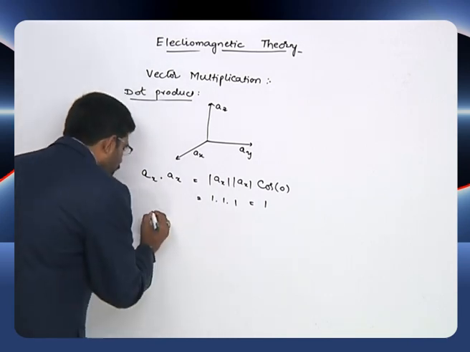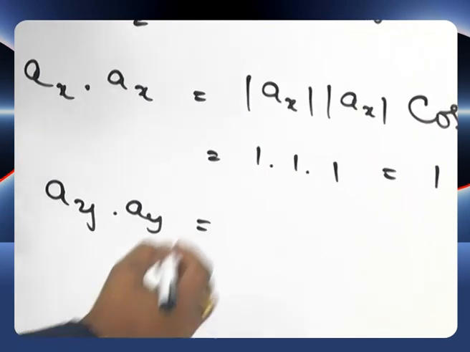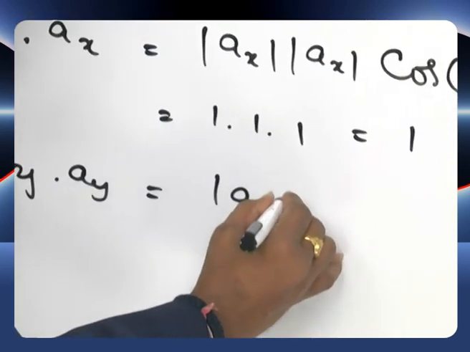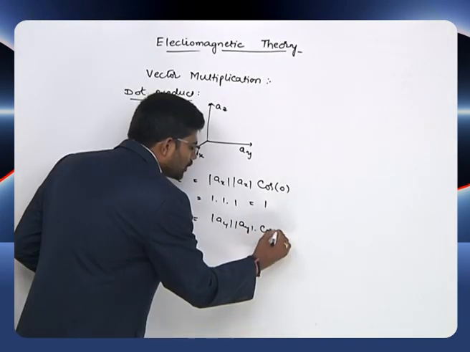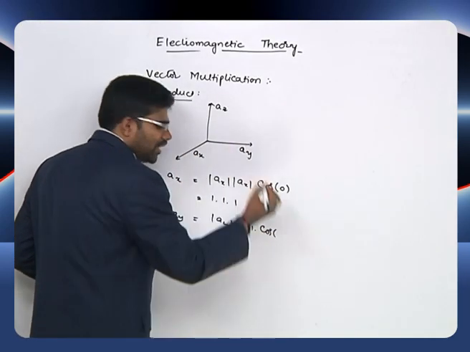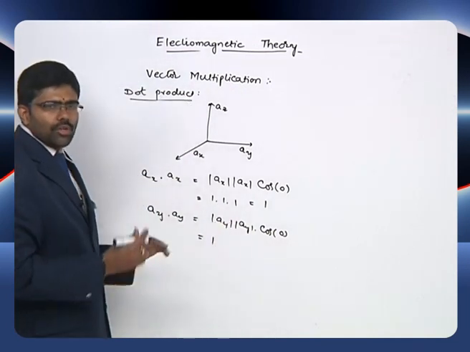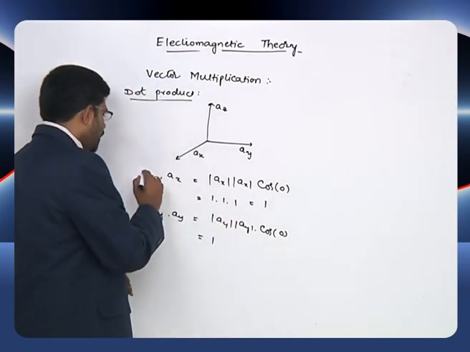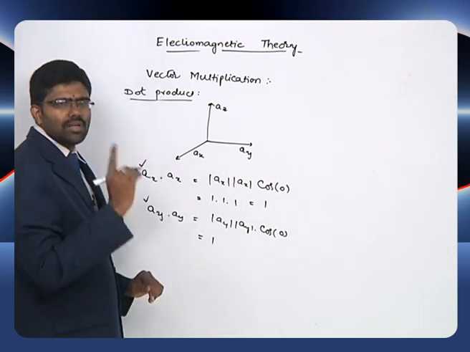In the same way, if you examine ay dot ay, it equals the magnitude of ay multiplied with the magnitude of ay and the cos of the angle between ay and ay, which is 0, and that also equals 1. From this general observation, what you can say is the dot product of two identical unit vectors always gives us 1.